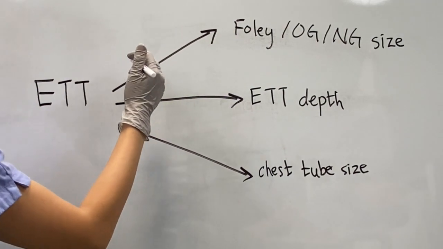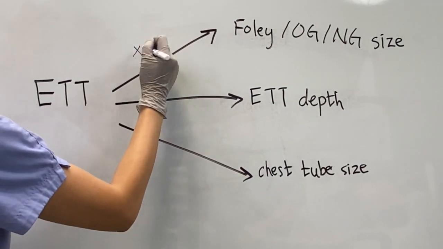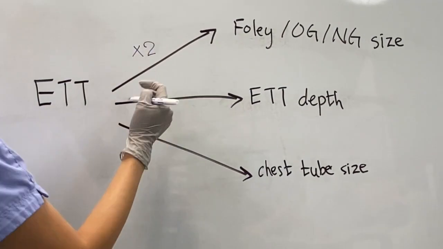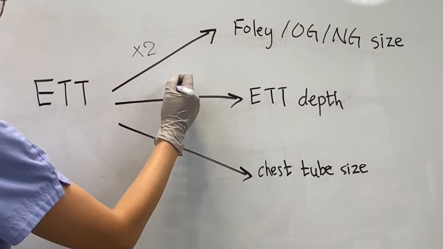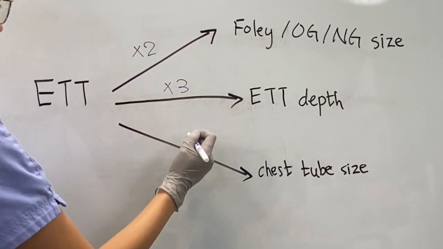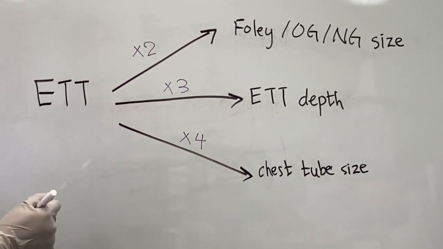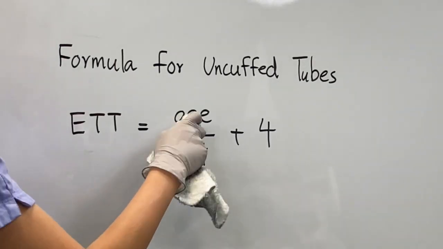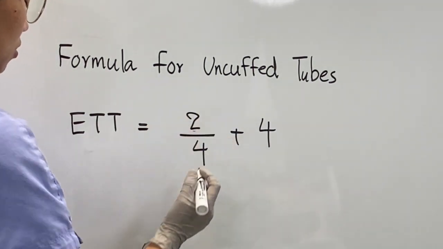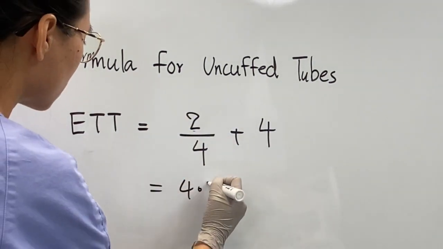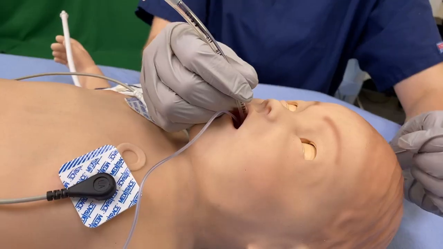Now that you have the ET tube size, multiplying by 2 gives you the Foley and gastric tube sizes. Multiplying by 3 gives you the ET tube depth. And multiplying by 4 gives you the correct size for a traditional chest tube. For the 2-year-old patient, the endotracheal tube formula gives you a size of 4.5 millimeters.